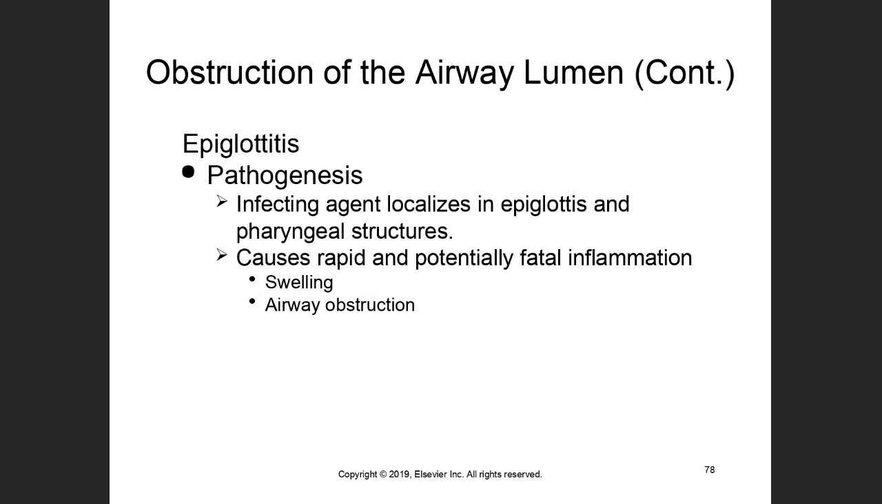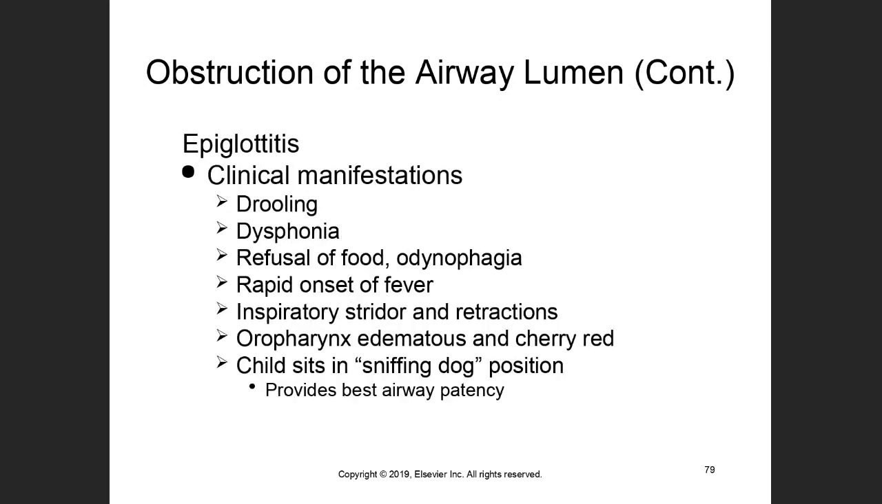Pathogenesis: the infectious agent localizes in the epiglottis and pharyngeal structures, causing rapid and potentially fatal inflammation, swelling, and airway obstruction. One of the main characteristics of those patients is drooling. The patient is going to be drooling. That's the main manifestation. Also dysphonia, refusal of food, odynophagia. It could be odynophagia, but the most common one is drooling. Also rapid onset of fever, inspiratory stridor, and retractions.